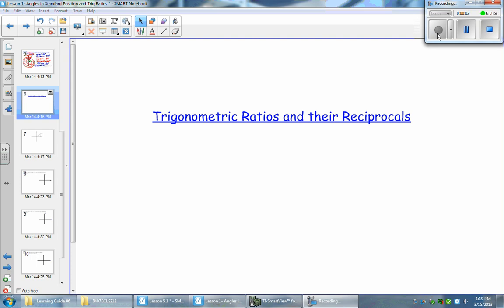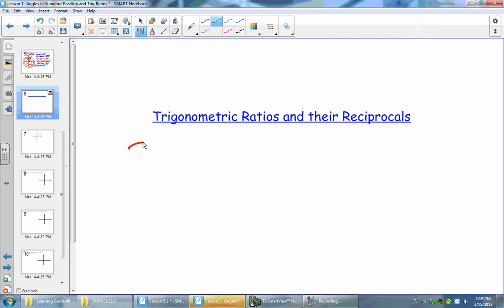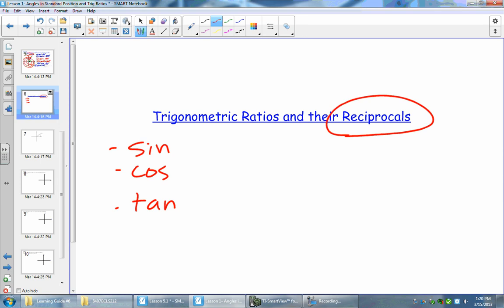So the next thing we're going to look at today is what we call trigonometric ratios and their reciprocals. So already you have learned the primary trig ratios. The primary trig ratios are sine, cosine, and tangent. Now these were concepts that were introduced in 10C and also revisited in 20-1. So it is now in 30-1, but not only are these in 30-1, but they're also their reciprocals. And we're going to get into that in just a moment here.